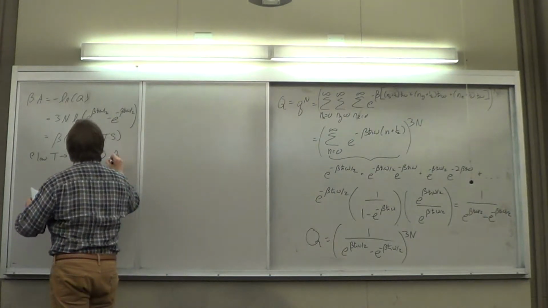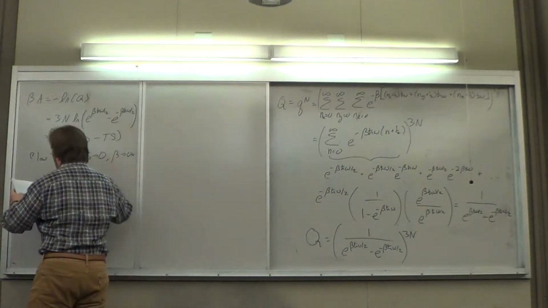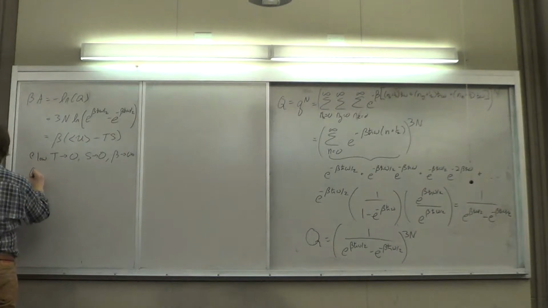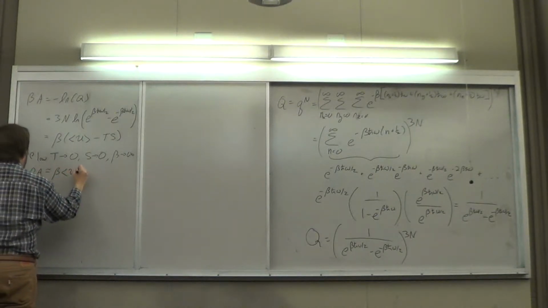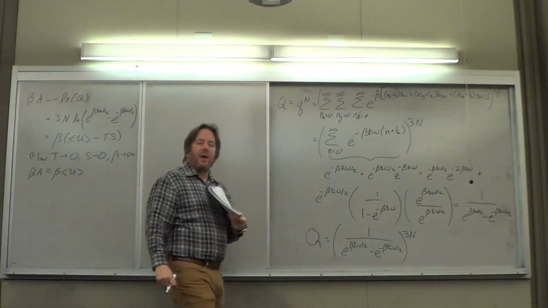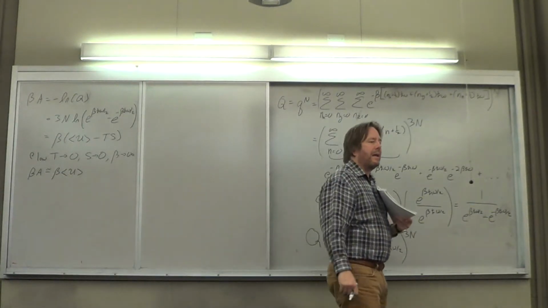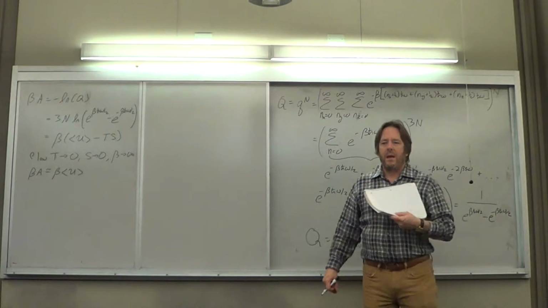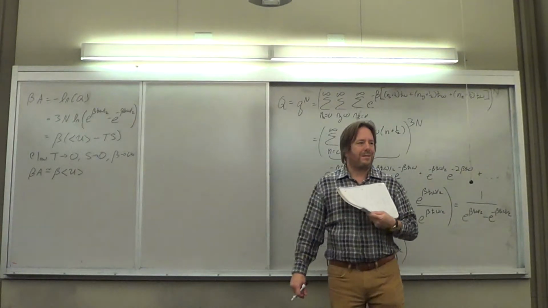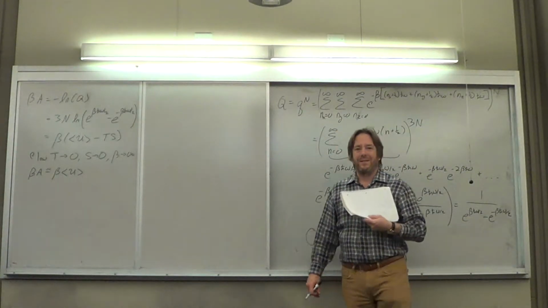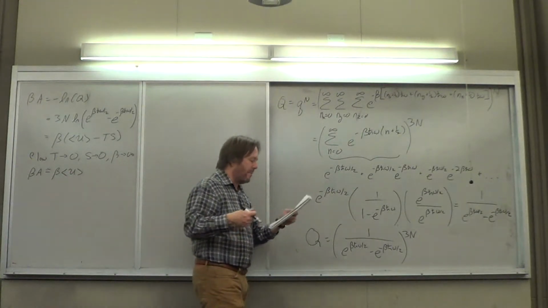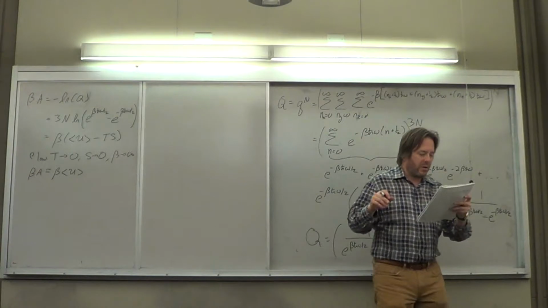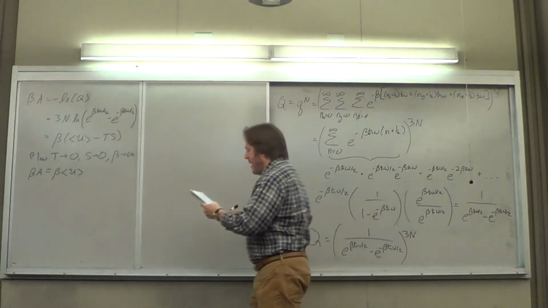Beta, of course, goes to infinity. And that means that beta A is basically equal to beta internal energy. Right, you see, the difference between A and U is the entropy. And a perfect crystal at low temperature has no entropy. So there you go, they end up being the same. They'll diverge as soon as you start warming it up. Whatever, but we're doing this measurement at a low temperature.